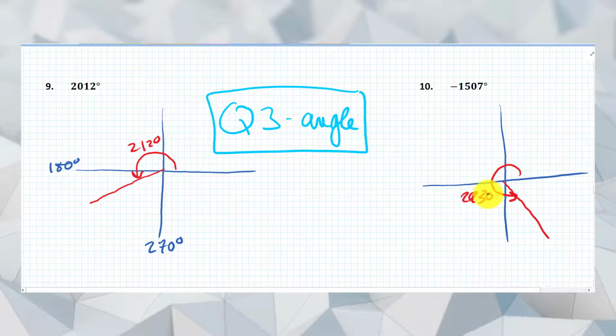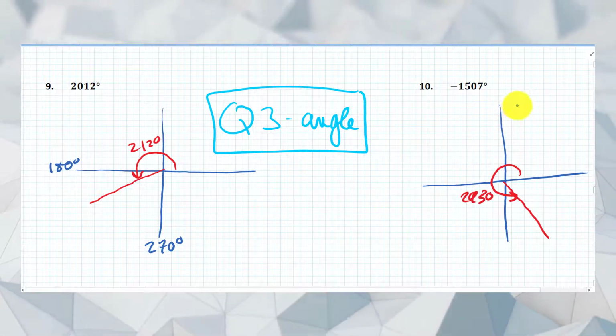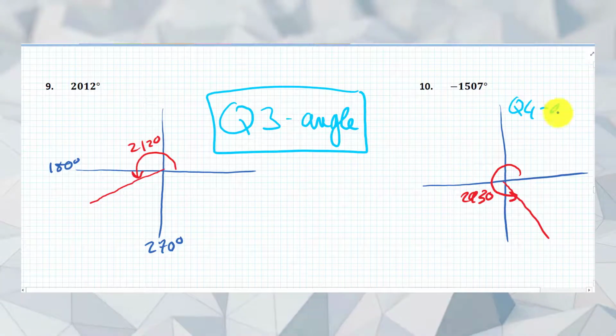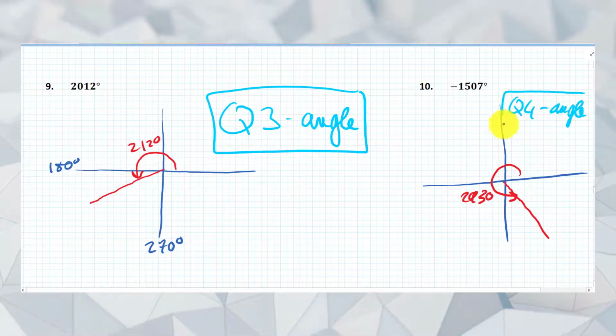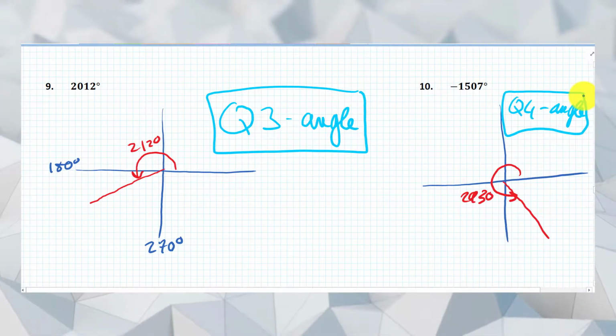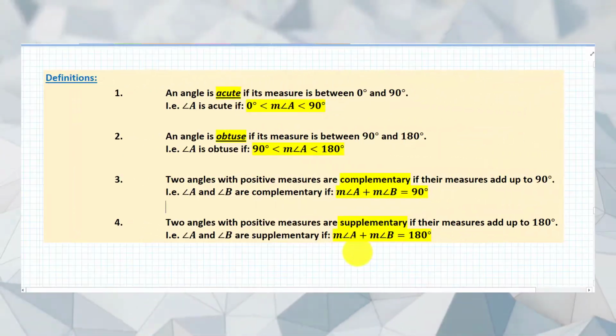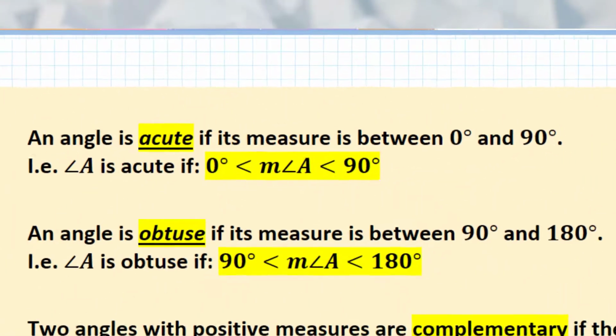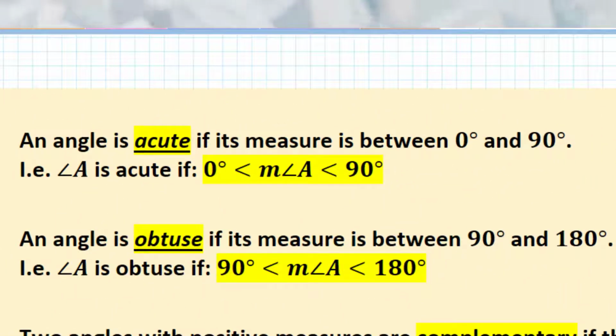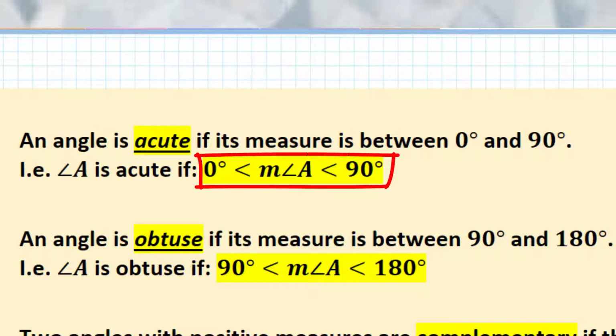293 degrees. And so this is a Q4 angle, a fourth quadrant angle. Okay, let's go over the last part of the lesson. In the last part of the lesson, I'm reminding you what we call an acute angle. It's an angle whose measure is between 0 and 90. These inequalities are strict, not large. If the angle has a measure of 90 degrees, it is not called acute, it is called right.